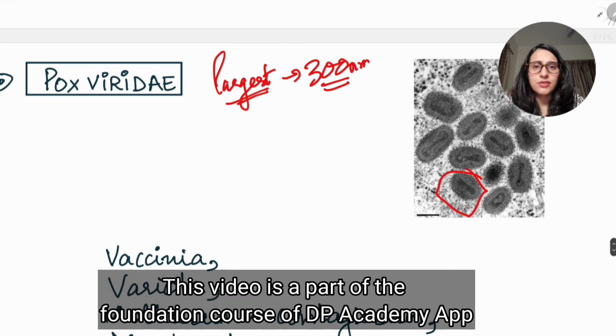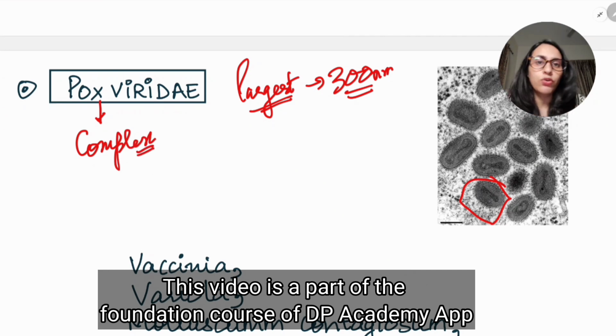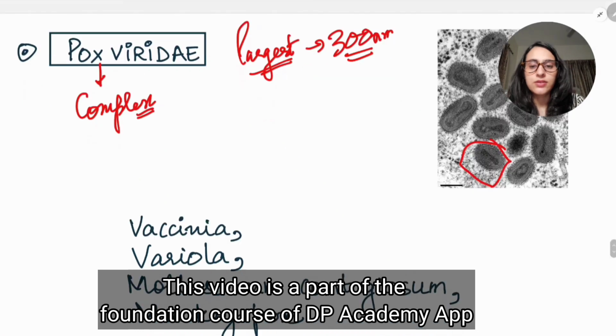Now, all the DNA viruses have got icosahedral symmetry except the pox virus that has got a complex symmetry. So remember, pox complex. Also, replication of other DNA viruses occurs in the nucleus, but for pox virus, the replication occurs in the cytoplasm. So there are few exceptions associated with the pox virus. First, it is the largest virus. Second thing, other DNA viruses have got icosahedral symmetry, while on the other hand, pox virus has got a complex symmetry. And the third one is replication for other DNA viruses occurs in the nucleus, while on the other hand, replication for pox virus occurs in the cytoplasm.